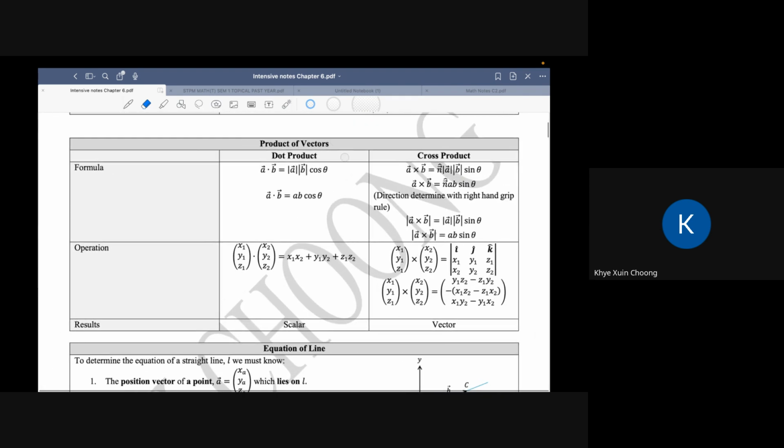So we have two types of product of vectors. First type is dot product, another one is cross product, right? You need to know that after you do the dot product, you get a scalar quantity. If you do a cross product, you should get a vector. So you need to know how to perform dot product and how to perform the cross product.